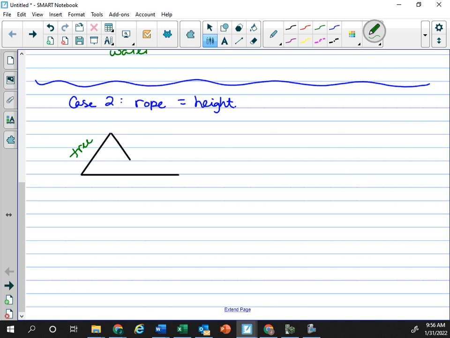Again, I've got the tree over here. Now, the water side, guys, I always make that long. We don't actually know how long the water side is. That's not given to you. So I just kind of make this long side that we'll deal with. And then this is still the rope.